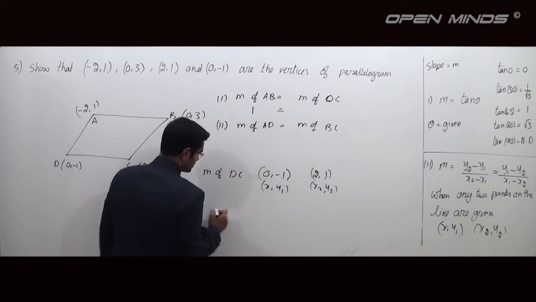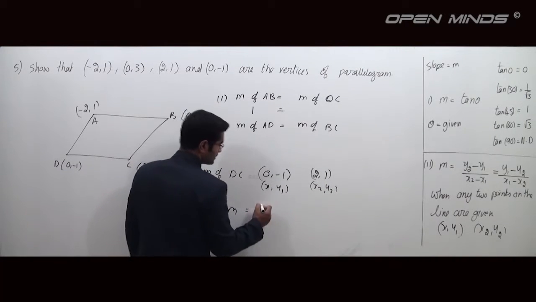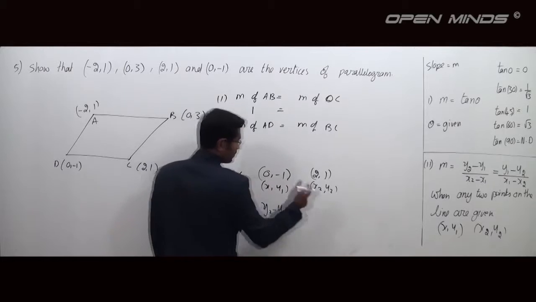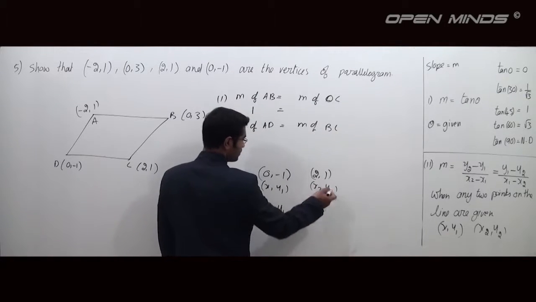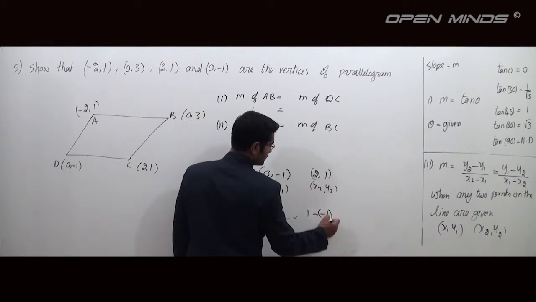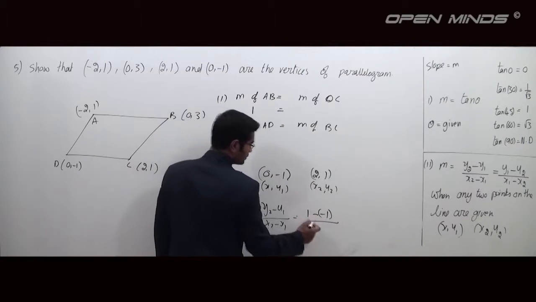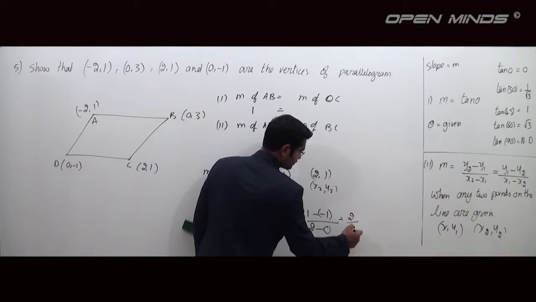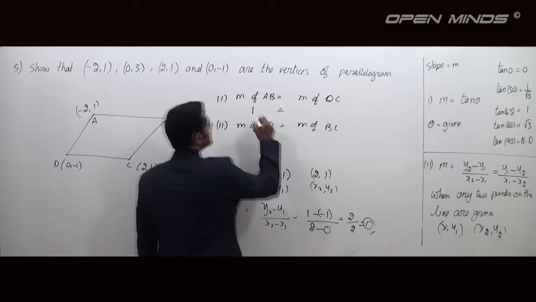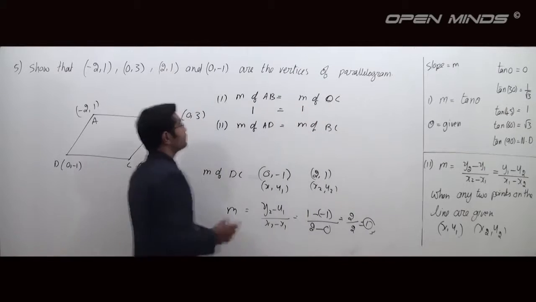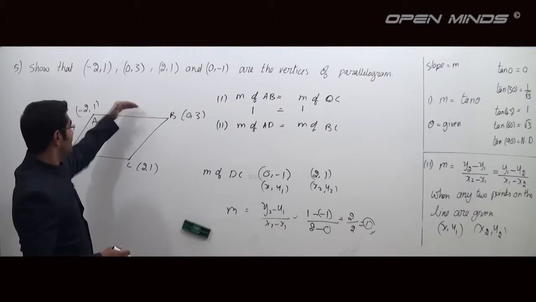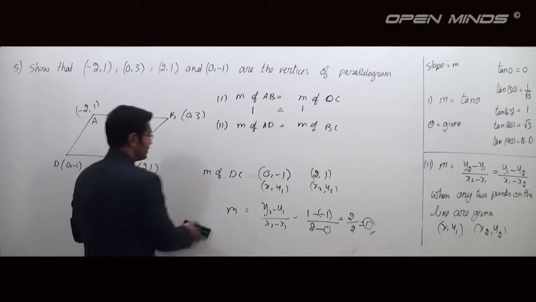Okay, so let's find the slope. M is simply given as y2 minus y1 by x2 minus x1. Let's substitute here itself. Y2 is 1, 1 minus y1 is minus 1, so 1 minus of minus 1, divided by x2 which is 2 minus 0. So you get 2 over 2, which is 1 again. So I can see that the slope of DC is also 1. So the first condition is satisfied. The slope of AB and the slope of DC are the same, so it means they are parallel. Alright, cool.